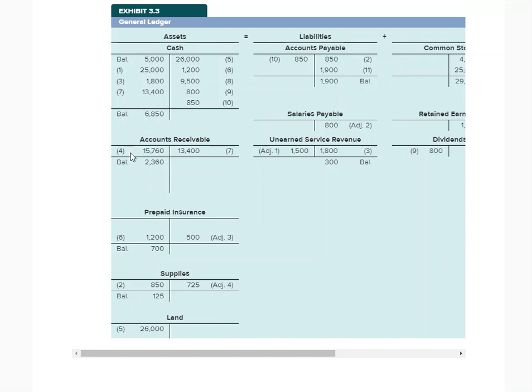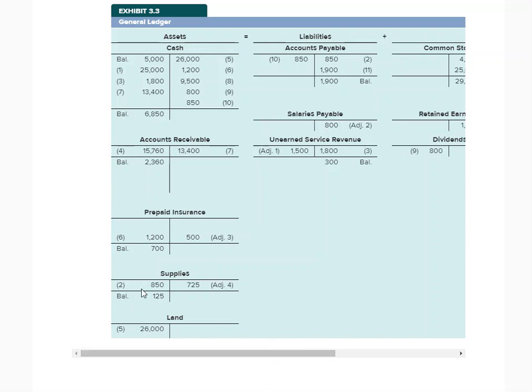So in looking at accounts receivable, we've got two entries, a debit of 15,760 minus a credit of 13,400. So debits minus credits, we get 2,360, and it goes on the debit side because it's greater. We could do again the same under prepaid insurance. Let's look at a liability. How about accounts payable? We've got 850 on the debit side, and then we've got 850 plus 1,900 on the credit side. So we could do debits minus credits, and we're going to get negative 1,900, which means it goes on the other side. It goes on the credit side. It's going to go on whichever side is greater.